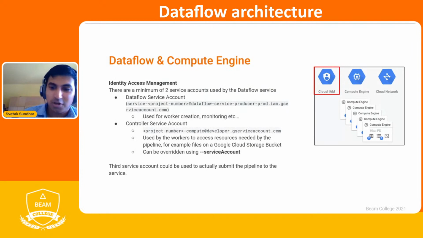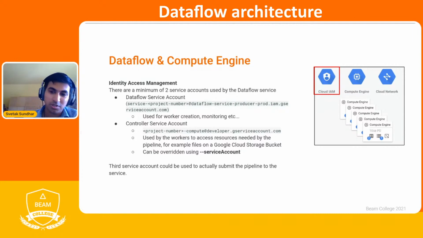So with Dataflow in Cloud IAM, there's a minimum of two service accounts that need to be provisioned to successfully execute a job. And you can think of these also as mapping to that primary worker and the secondary workers. So for example, you have your Dataflow service account, and this is going to map to your primary worker. This is going to be used for worker creation, monitoring, etc.